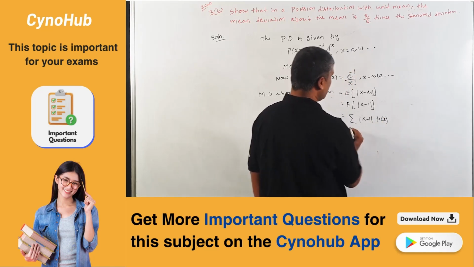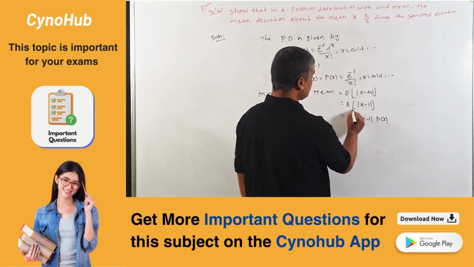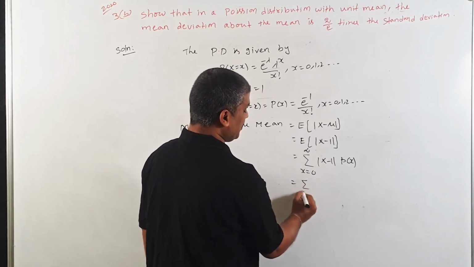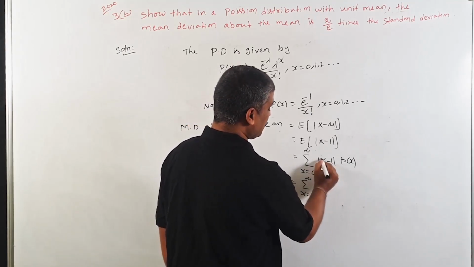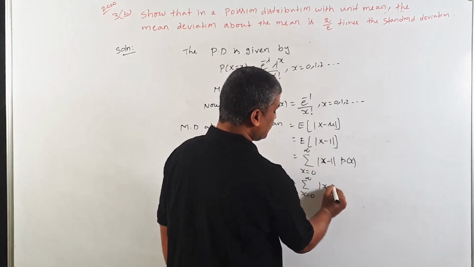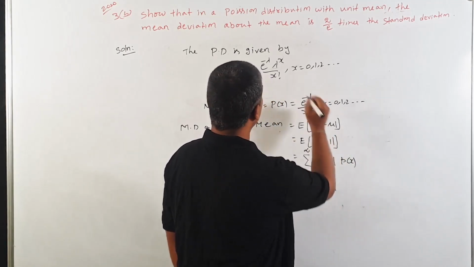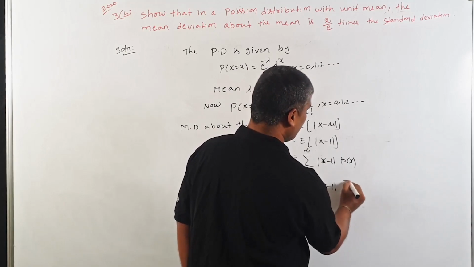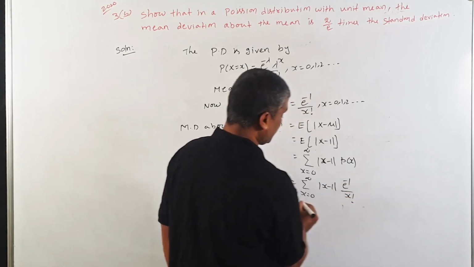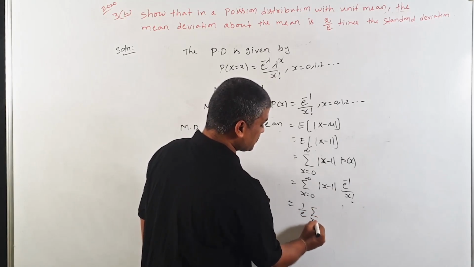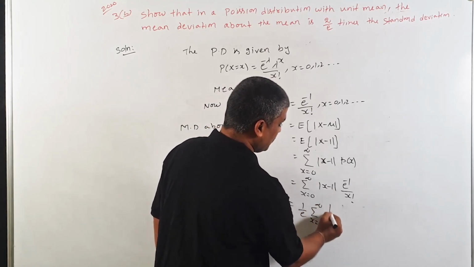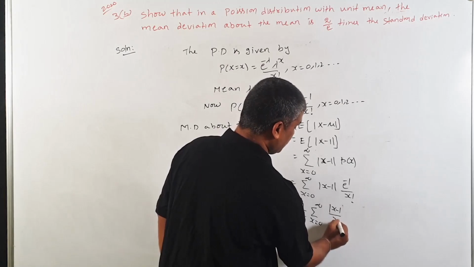Here x values are 0 to infinity. Sigma x equals 0 to infinity mod x minus 1, p of x means e to the power of minus 1 by x factorial. Taking common e to the power of minus 1, that is 1 by e, sigma x equals 0 to infinity mod x minus 1 by x factorial.